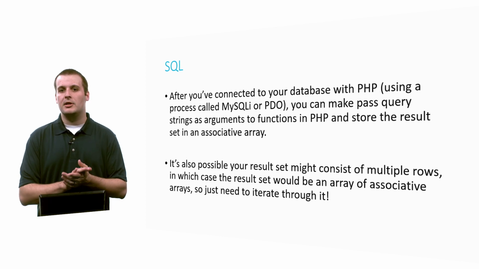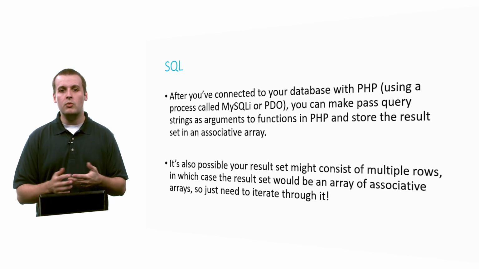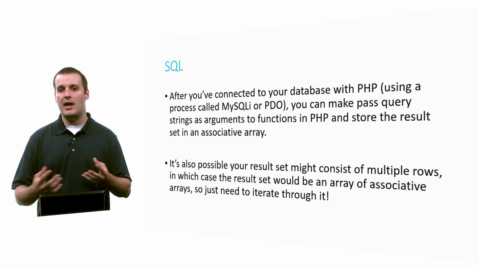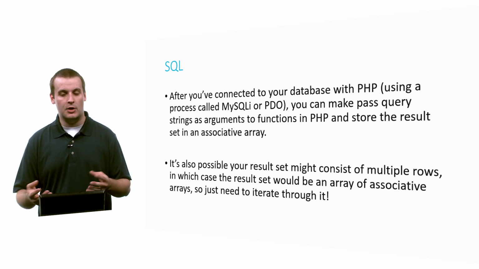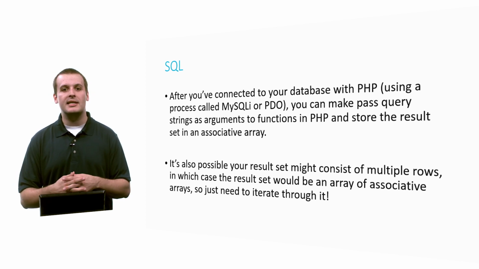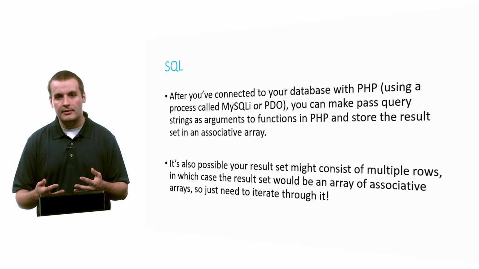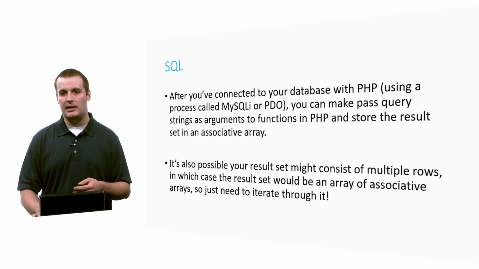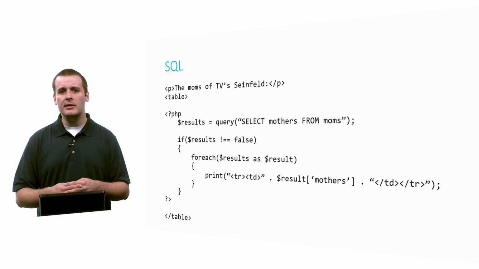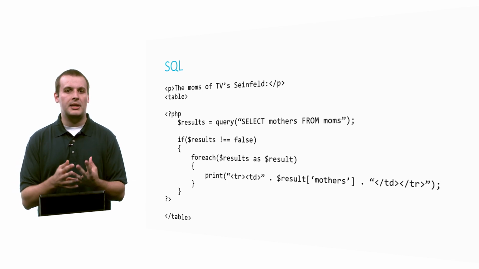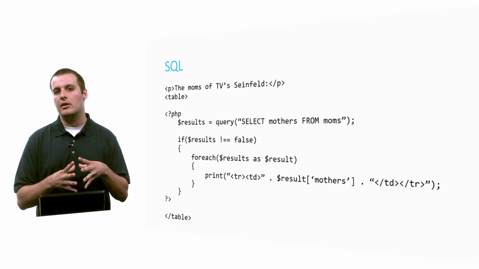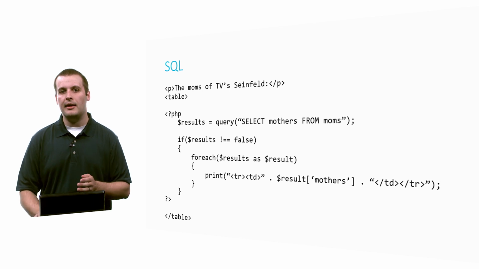It's also possible, though, that your result set might consist of multiple rows, in which case you have an array of arrays, an array of associative arrays. And you just need to iterate through it. And we know how to iterate through an array in PHP, right? So here is probably the most complex thing we've seen so far. It actually integrates 3 languages together, right?